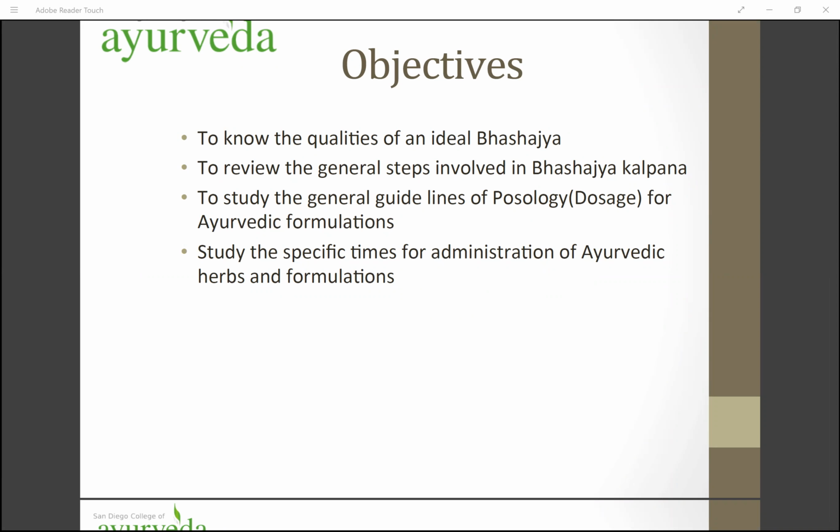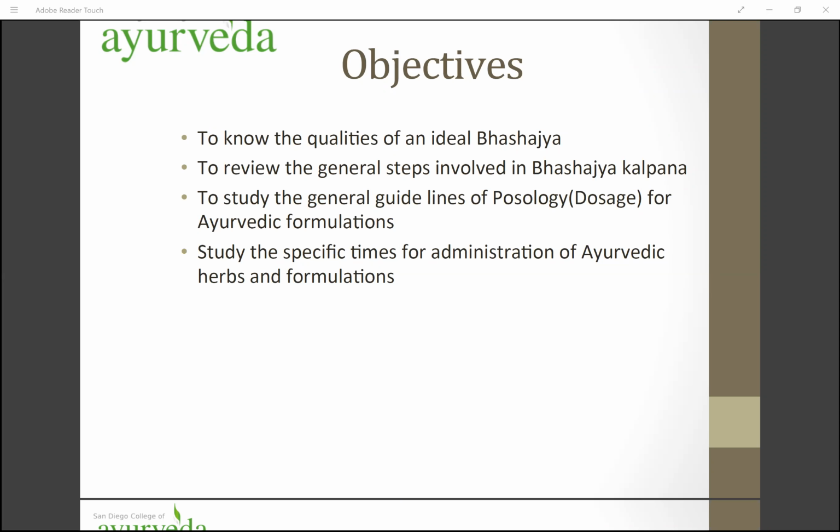It can be a syrup, it can be a kashayam, it can be a tablet form, it can be a powder form, and whatever is explained in classical Ayurveda. It doesn't include things that were patented later on. So the dosages basically in Bhashajya are strictly based on the classical preparations that were formulated ages ago.